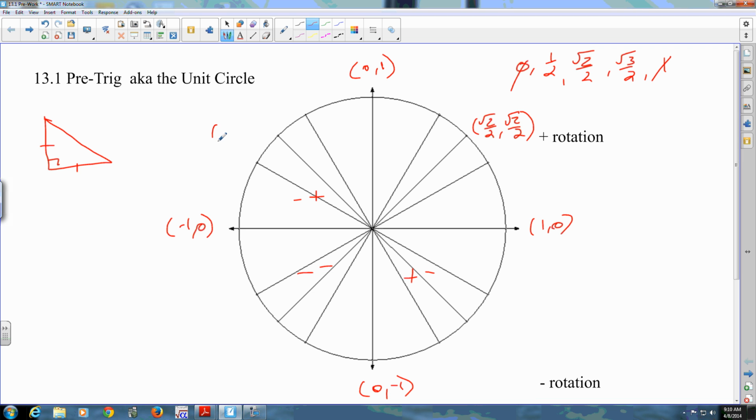So this one over here is going to be negative square root of 2 over 2, positive square root of 2 over 2, for that angle there. For this one here, it's going to be both negative, same numbers. And this one over here is going to be the same numbers, but the x is positive and the y is negative.